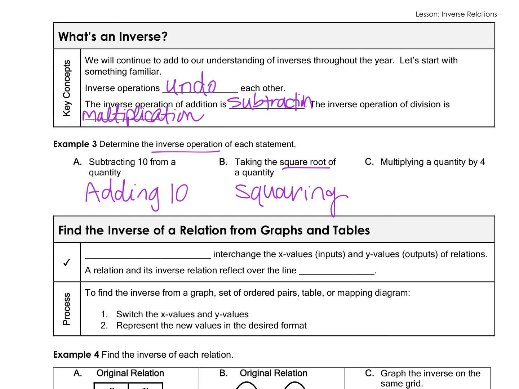Part C, multiplying a quantity by 4. If we're multiplying by 4, the opposite would be to divide by 4. Same thing as that is also multiplying, or the inverse is multiplying by 1/4. That's the same thing as dividing by 4.